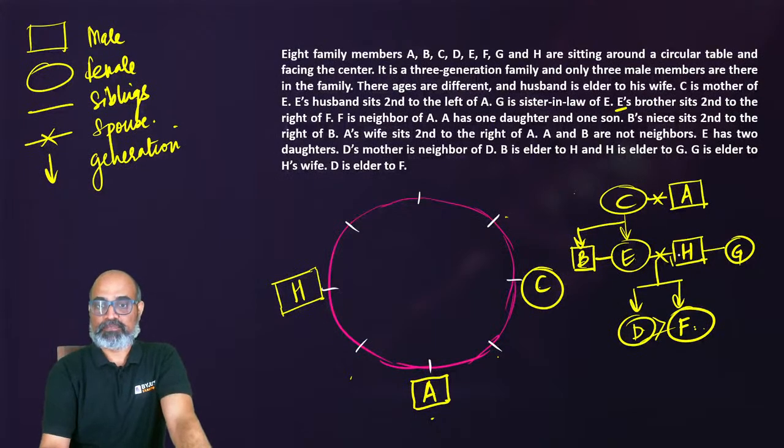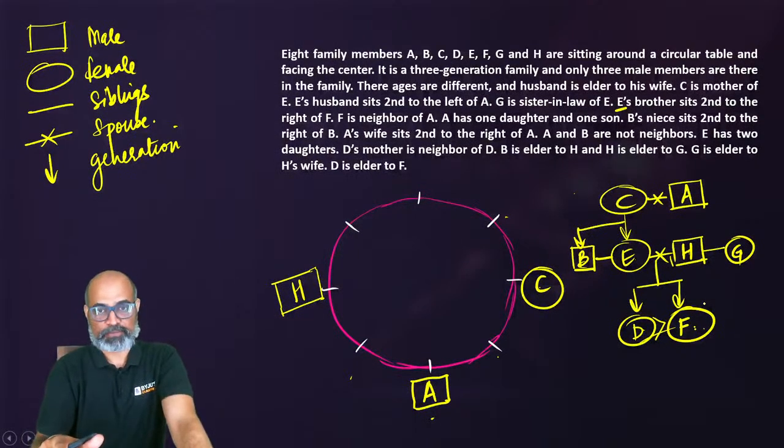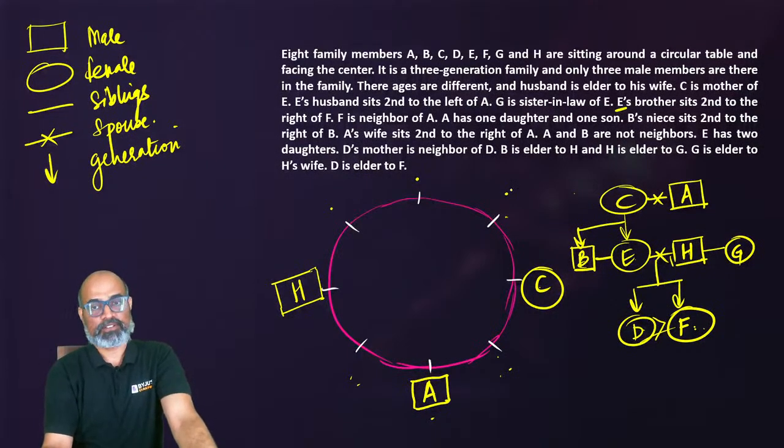B's niece as in D or F, one of them, sits second to the right of B herself. No idea where to put. A's wife, that is C, sits second to the right of A. Yes. A and B are not neighbors. That means B is going to take any one of these three places now.